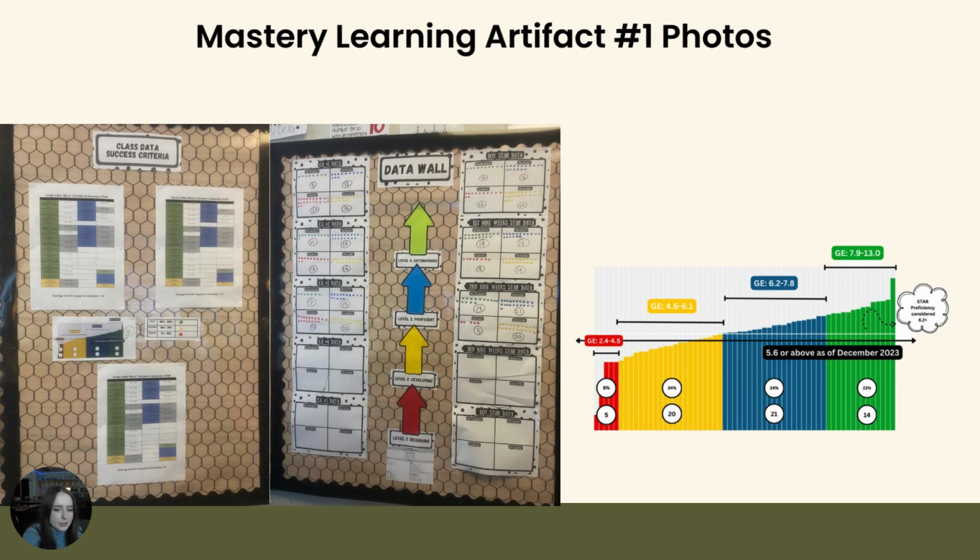Here's a picture of a mastery wall I have where I have student success criteria. How do we know as a class period that our class is successful and secure in a certain skill?